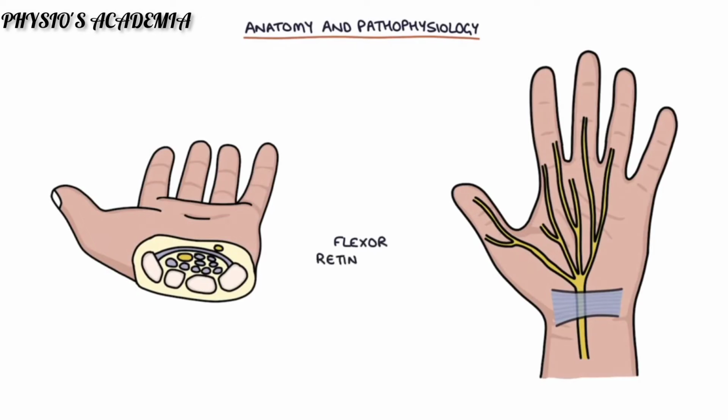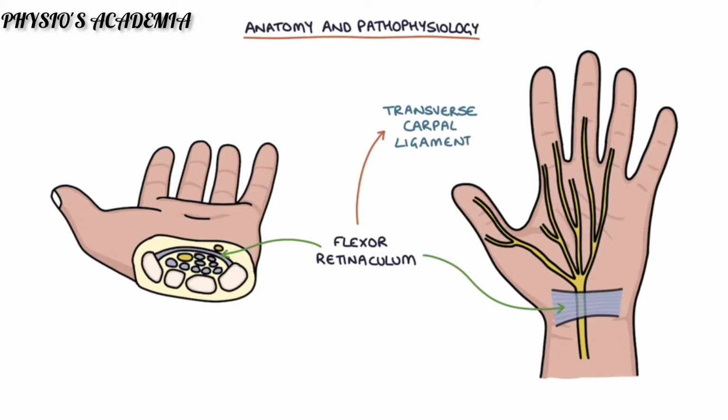Let's start with the anatomy and basic pathophysiology. The flexor retinaculum is a fibrous band that wraps around the front, on the palmar side, of the wrist. It is also known as the transverse carpal ligament. Between the carpal bones and the flexor retinaculum, there is a passageway from the forearm to the hand, which is called the carpal tunnel.